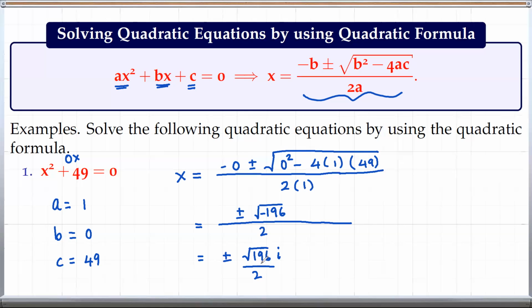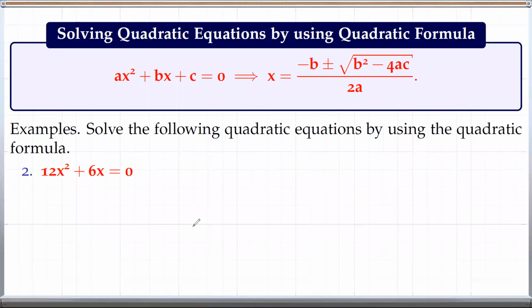Now the square root of 196 is simply 14, so this becomes plus or minus 14i over 2. 14 over 2 is 7, so this is plus or minus 7i. So we have two solutions, 7i and negative 7i. So we have solved this equation using the formula. Let's look at the next example now.